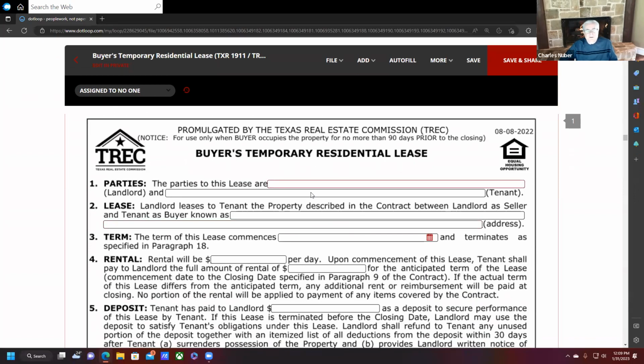Buyer's temporary residential lease. Okay, this is pretty much the same document as the seller's temporary lease, except it's for the buyer. I will tell you this, that if I were you, I would never, ever, ever in a million years let a buyer take a temporary lease. Have I seen it work? Occasionally. More often than not, the buyer moves in and says, you know what? I don't think I want to buy this house after all, and I'm not going to close on it.